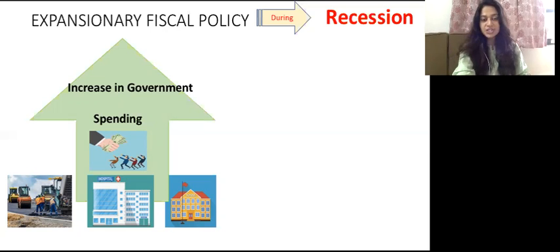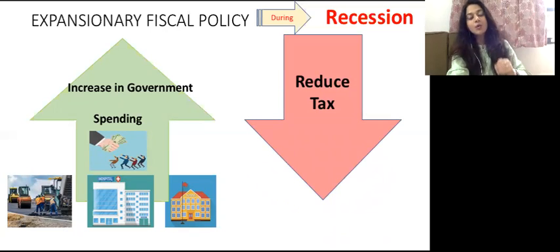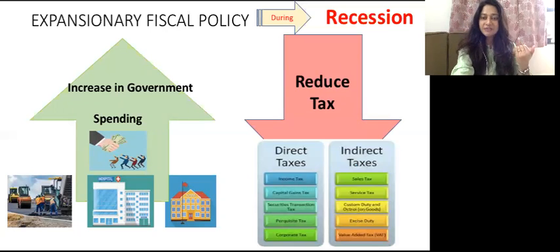To cure recession, government can also reduce taxes. Now, when people have to give less taxes to government, they have more disposable income. And with this income, they spend more. They have more demands for the product. So the aggregate demand of the economy increases.